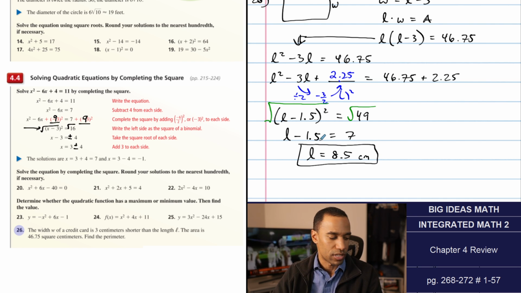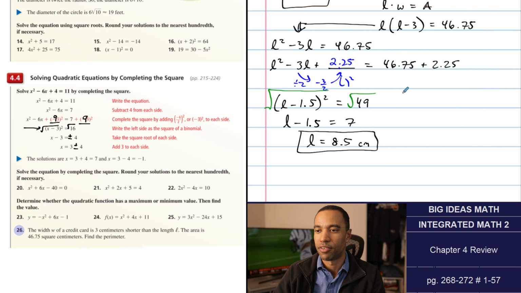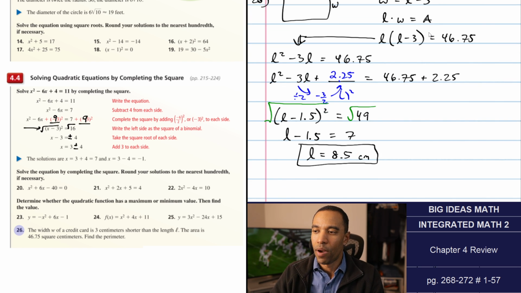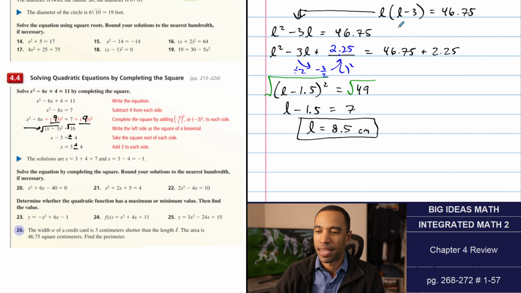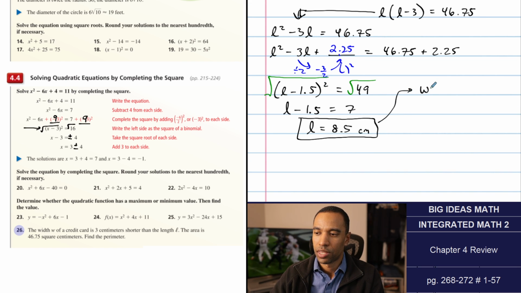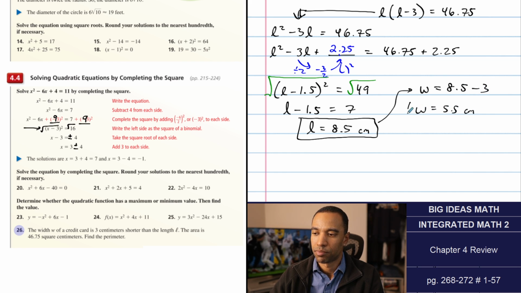I haven't researched that, but I'm sure that's very close to accurate, if not exact. The width equals L minus 3. The width is 3 centimeters shorter than this length. Width is 5.5 centimeters. Did they ask for both?